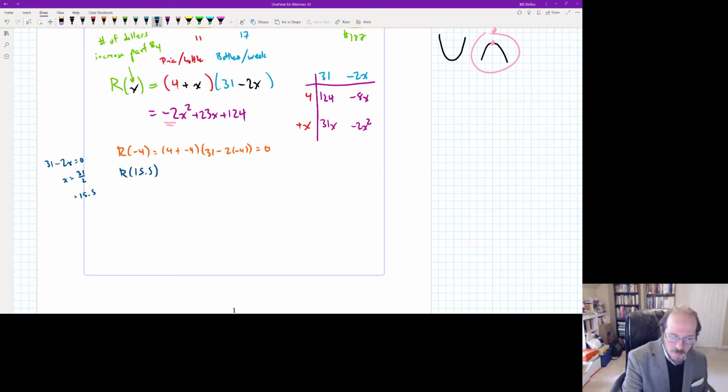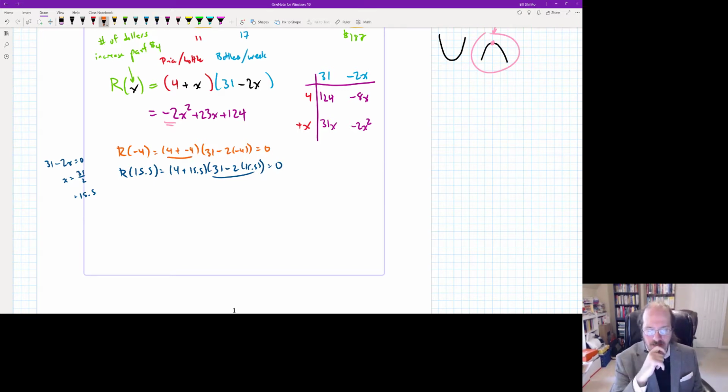So r of 15.5 would be equal to 4 plus 15.5. That means we'd be selling it at $19.50 per bottle. Yeah, of course nobody's going to pay that. Times 31 minus 2 times 15.5. This bit here is going to be 0, so the whole thing comes out to 0, just like when this thing was 0, the whole thing came out to 0. So we have our two worst prices to set it at.